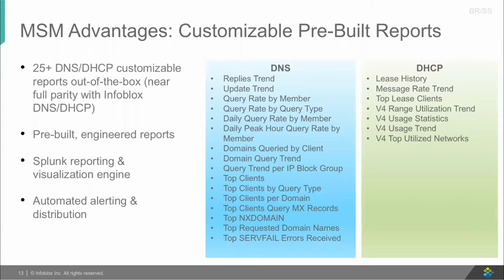From a DHCP perspective, too, things like lease history, being able to track which device or which IP and MAC address have been associated over a period of time, or top lease clients, who's requesting the most. Is there some problem there with one of those types of devices? And then looking at trends and historical utilization as well, to be able to do some of that predictive analysis that we talked about, where you can determine that, hey, I need to expand this network space or expand this scope because it looks like I'm going to run out in the next couple months.